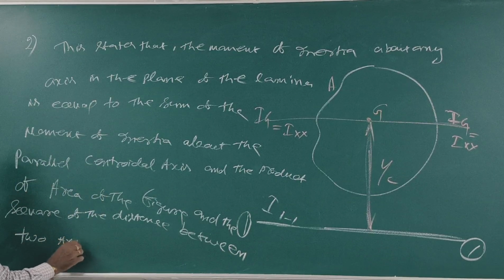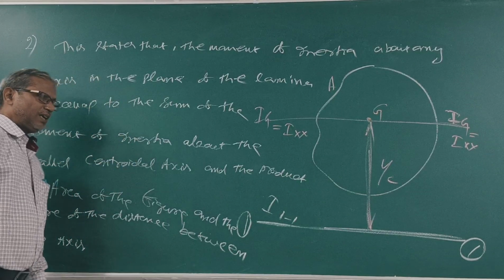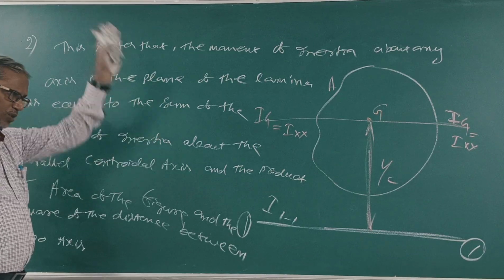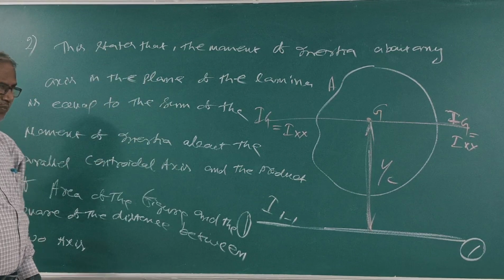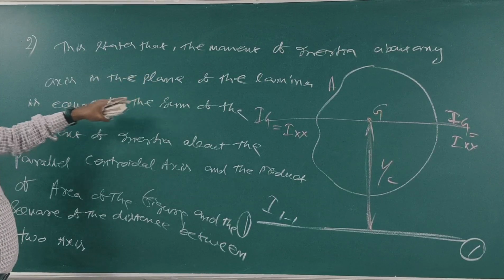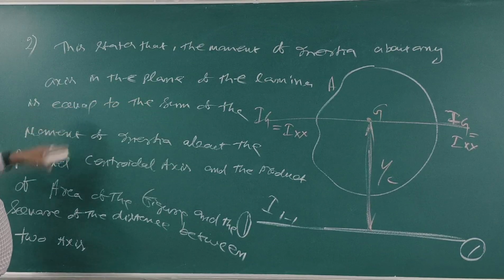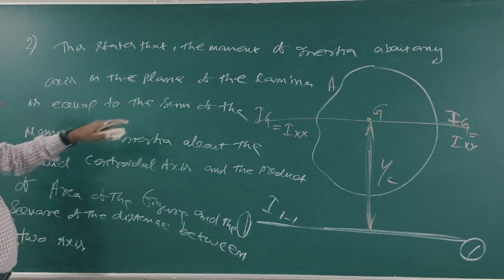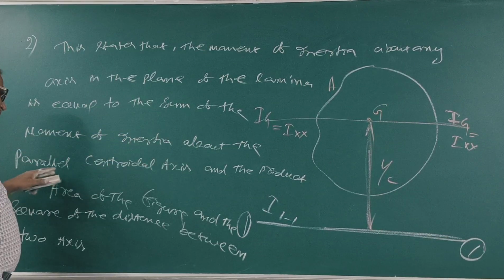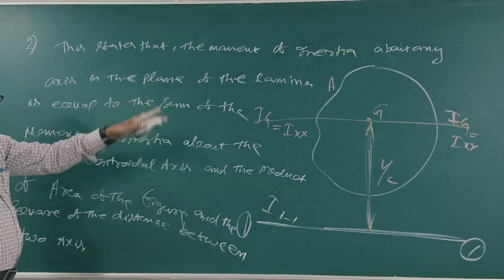Clear? I11 is Ixx plus A into Yc square. Clear? The moment of inertia of a given lamina about any axis in the plane of the figure is equal to the sum of the moment of inertia about the parallel central axis and the product of the area into the square of the distance between the two axes.